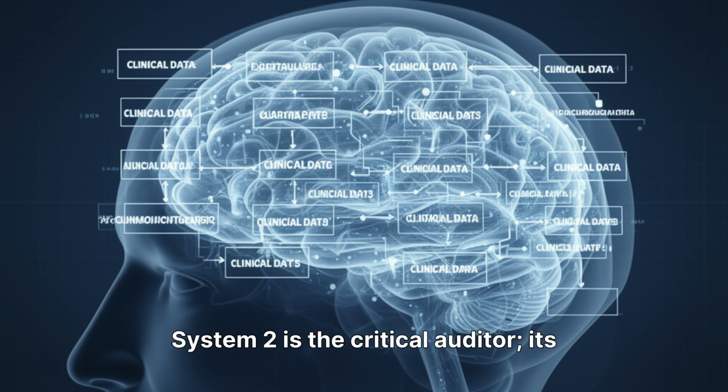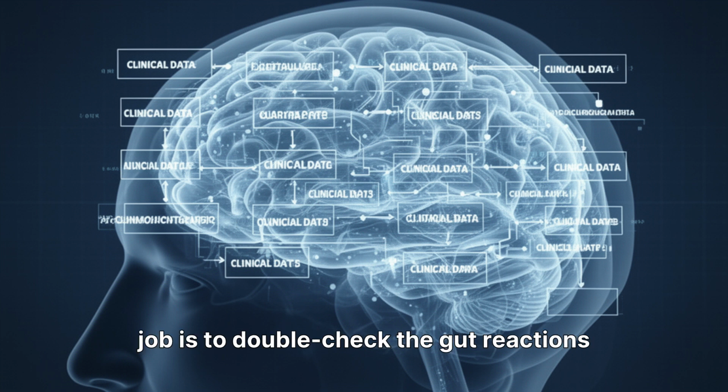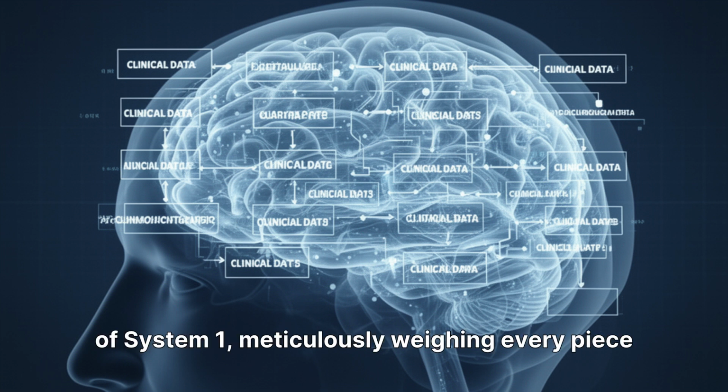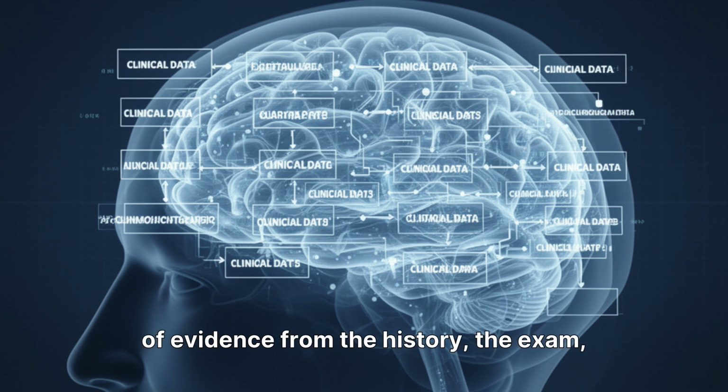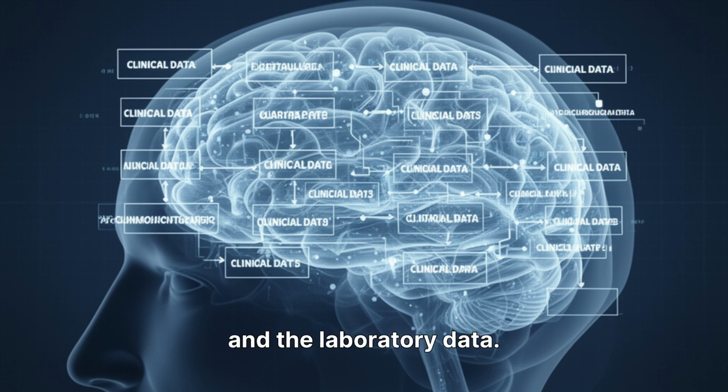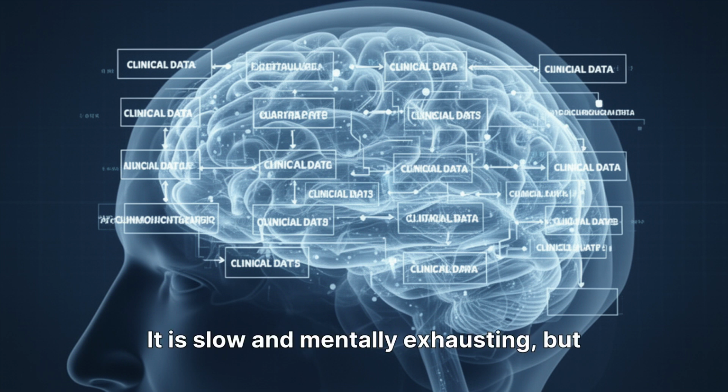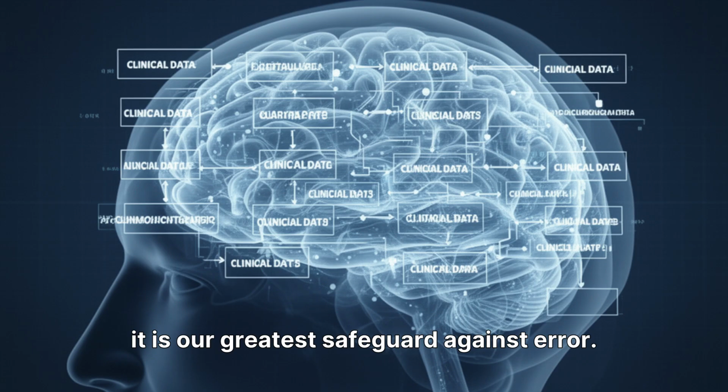System 2 is the critical auditor. Its job is to double-check the gut reactions of System 1, meticulously weighing every piece of evidence from the history, the exam, and the laboratory data. It is slow and mentally exhausting, but it is our greatest safeguard against error.